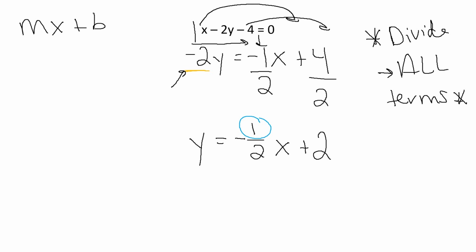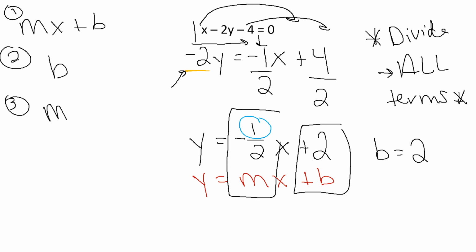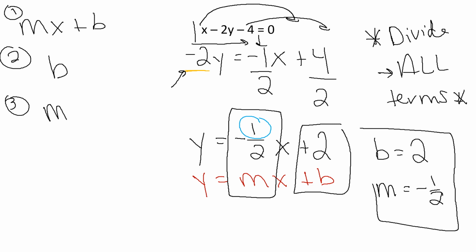Okay, so step 1, I've put it in y equals mx plus b form. Step 2, it wants us to find our y-intercept, and that's our b. So let's line this up, y equals mx plus b. So my first step is to find my b. Well, that's 2. Once it's in the right form, I literally just pull out the information. Step 3 is to find my slope, and slope is m. So slope is negative 1/2. And next lesson we'll understand and see visually what that information means.